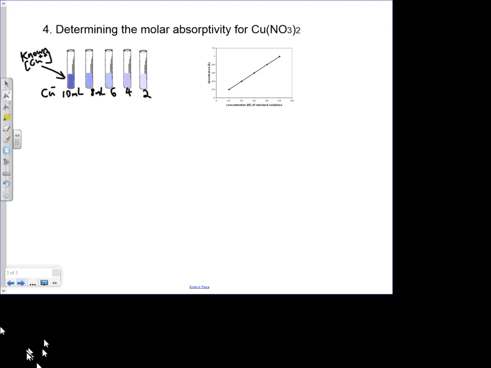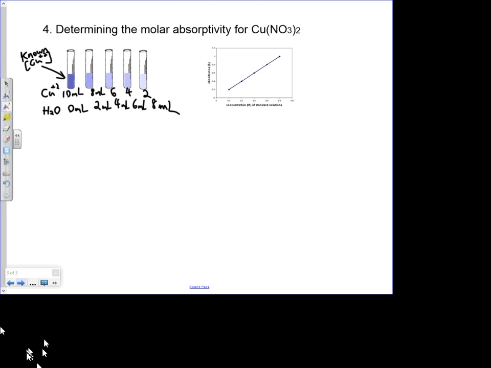So that's Cu2+, copper nitrate. And then you're going to take H2O. You're going to add 0 mils, 2 mils, 4 mils, 6 mils, and 8 mils. And so you're going to do a dilution of that copper 2 solution. So then you're going to essentially have 5 different concentrations of copper 2 nitrate where you know the concentration.